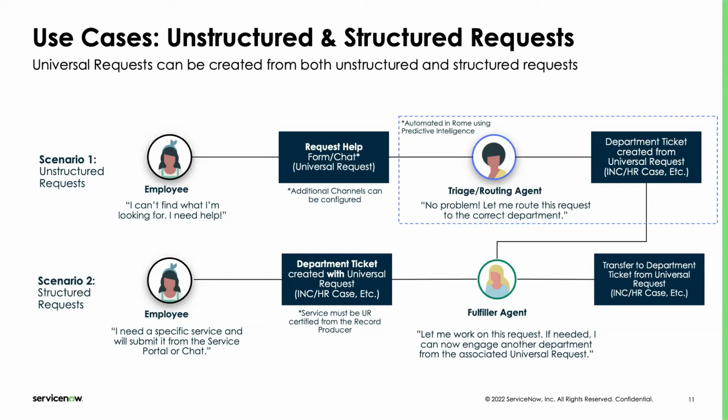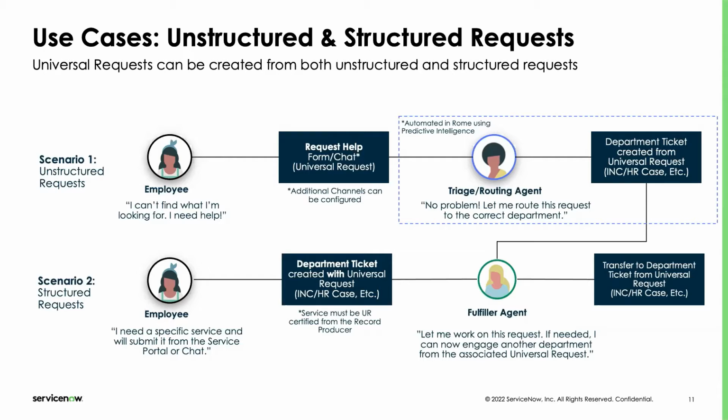And once it goes there, the HR agent can look at it. And if for some reason they realize, okay, this is not my request, it is a finance request, they can transfer it to the finance department and they can take care of it. Again, in this process, nothing changes for the employee. The employee is still seeing the universal request and seeing the ticket progress, right? That's the first use case.